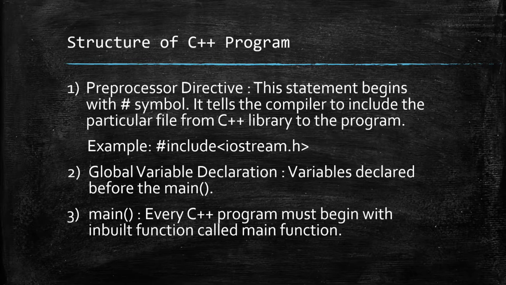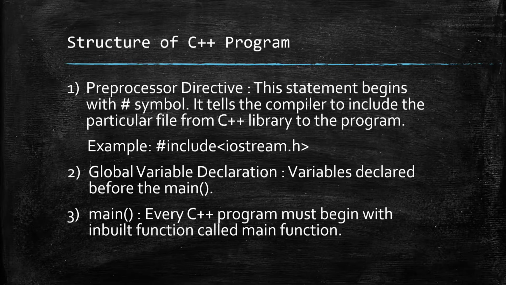Like suppose you're using some mathematical functions in your program, you must include math.h. Fine. That's your header file. So the preprocessor directive includes the math.h file, and whenever you have a function call, that is your square root function or something like that, this will be accessed through your math.h. This is just an example. Fine. So it tells the compiler to include the particular file from the C++ library to the program.